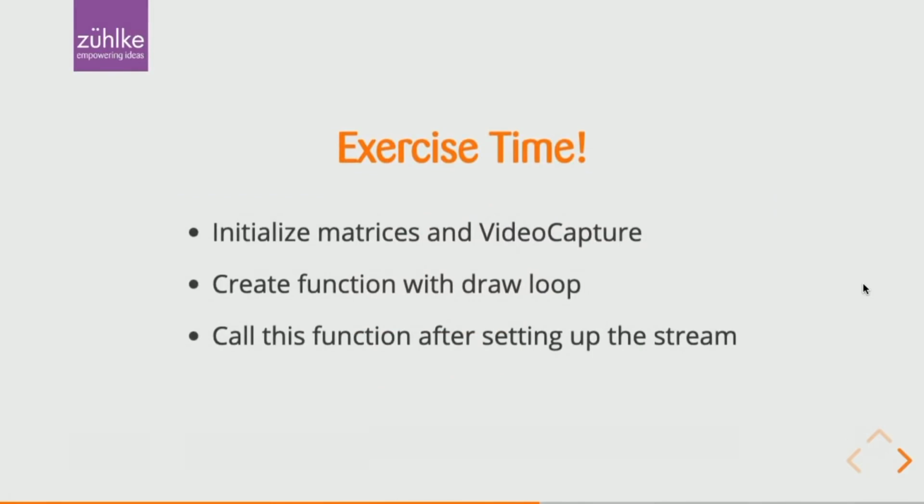Yeah, this is it. So you have all the code you need for the exercise. Put it together and see if you get a grayscale image of yourself on the right side. Let's take 10 minutes for that.